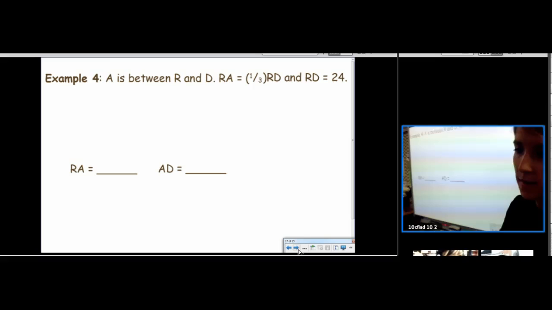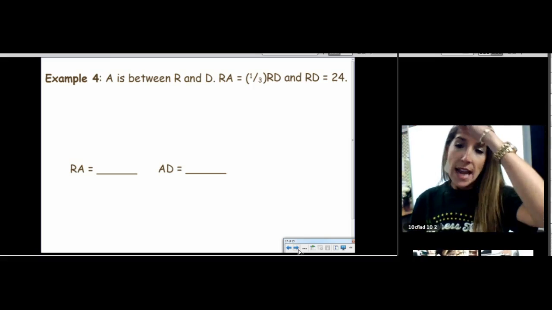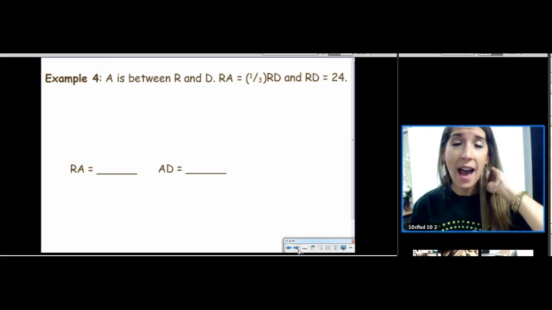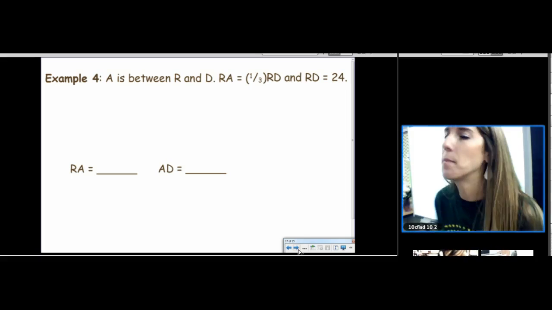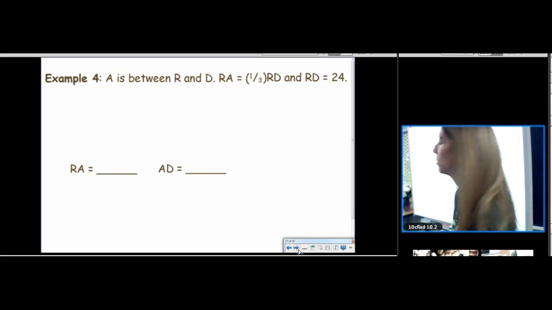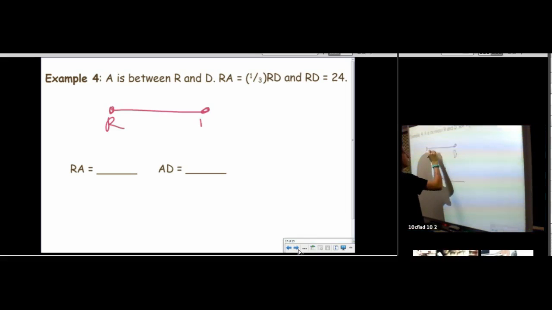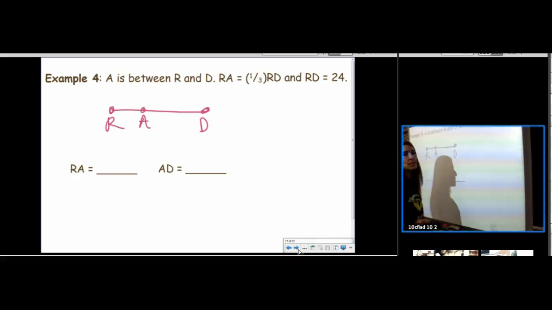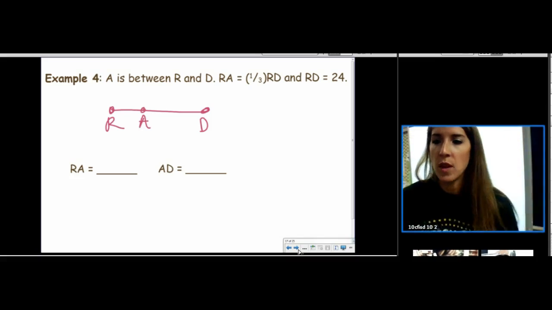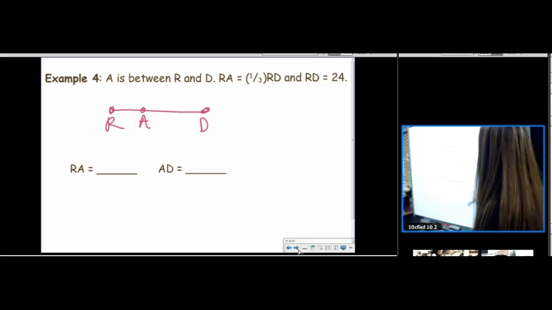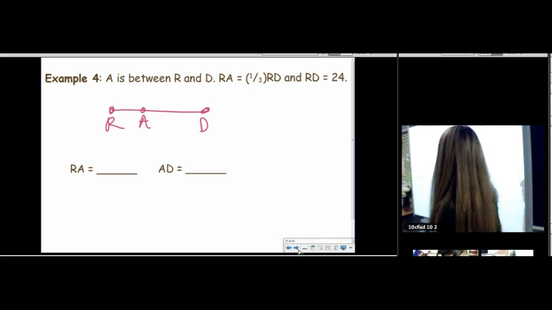Give you a minute to think about it. Are we done yet? Now, I realize on this one that you don't have to draw a picture, but I like to draw a picture just for those who are visual learners. So A is between R and D. Do not put A right smack in the middle because it never said midpoint. We can't assume. RA is 1/3 RD.